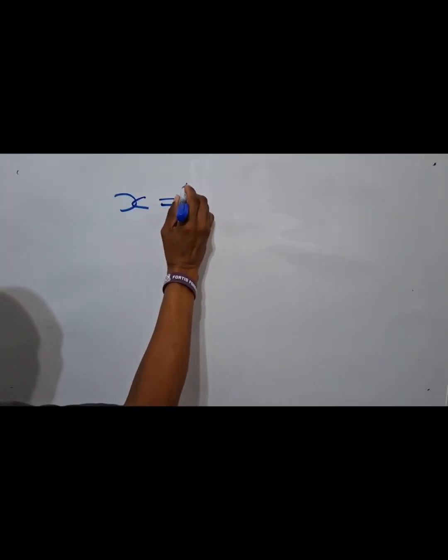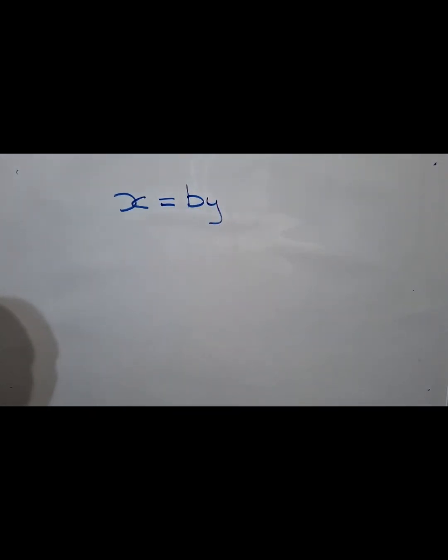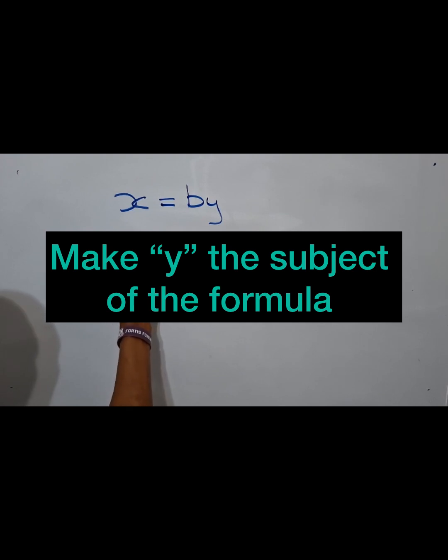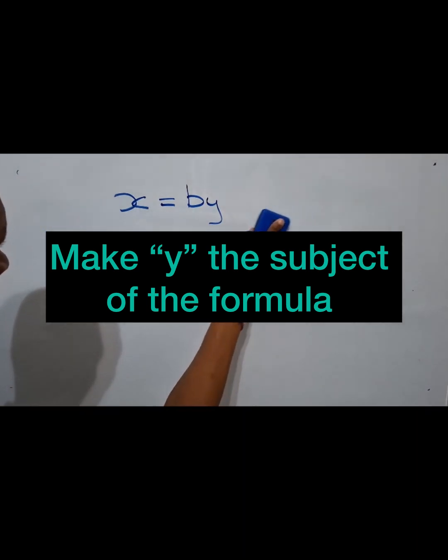Our next equation, x is equal to by, which is the same thing as b times y. What we're going to do here is make y the subject of the formula, meaning that where we have the letter x, we'll be having y over there on the equal sign by itself. So we'll be having y equals something, something, something. All right? So let's jump into it.